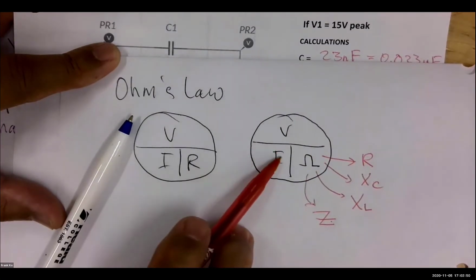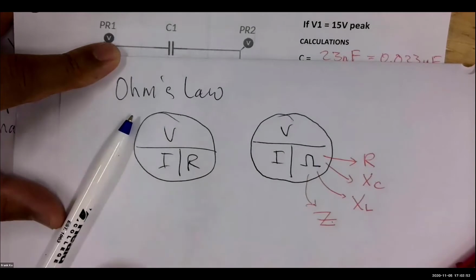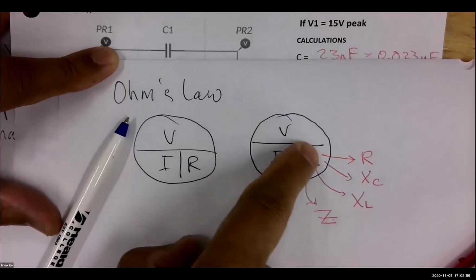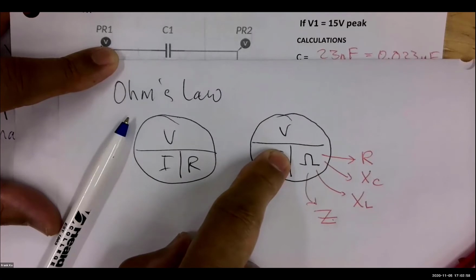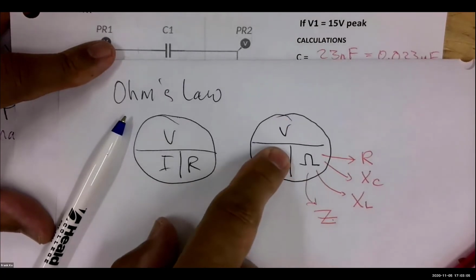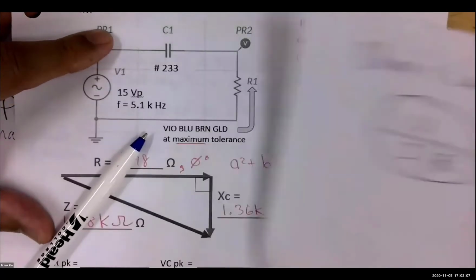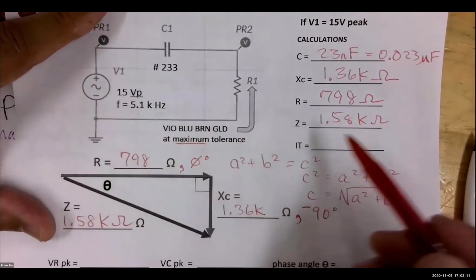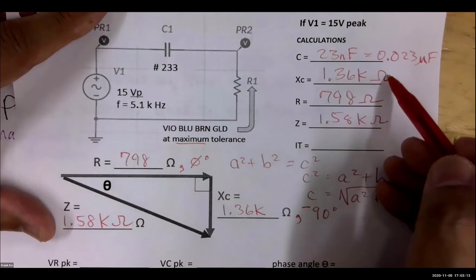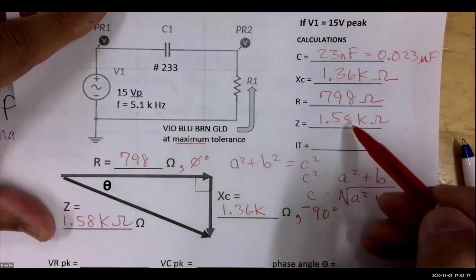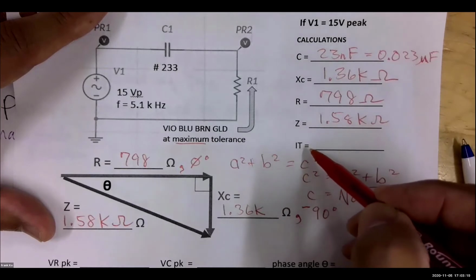So if I want current in this AC circuit, what do I do? I cover up the I with my finger, and it's going to be V divided by ohms, yes? That's how we've been using Ohm's law since the first week. So which voltage by which ohms? Well, in this particular circuit, we have a 15-volt peak, but we have 3 different ohms. We have ohms for X sub C, you have ohms for R, you have ohms for Z. Which one of these numbers am I going to use to find total current?